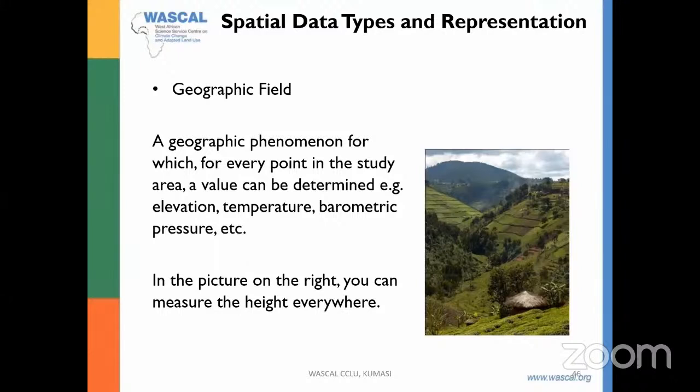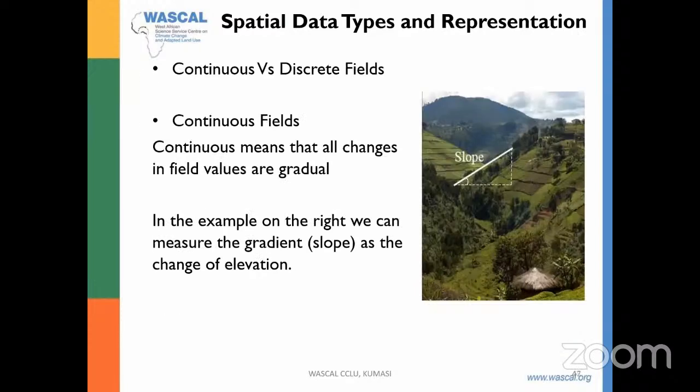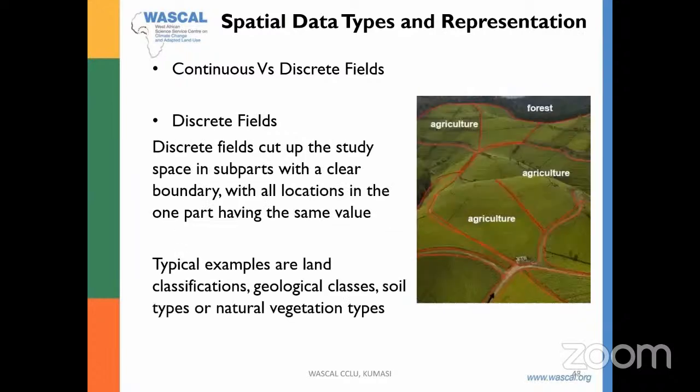So for geographic fields, we are looking at elevation, temperature, barometer, and barometric pressure. Within the geographic fields, we can have two classes, the continuous and the discrete field. The continuous fields mean that all changes in the fields are gradual. For example, slope: we have the slope at each change of elevation. They are gradual.